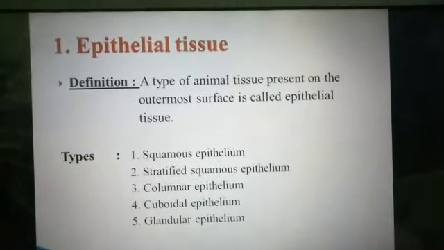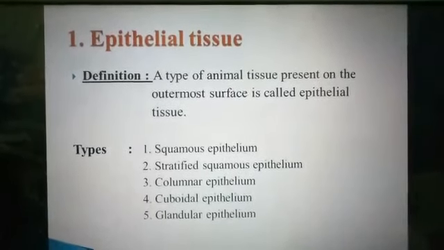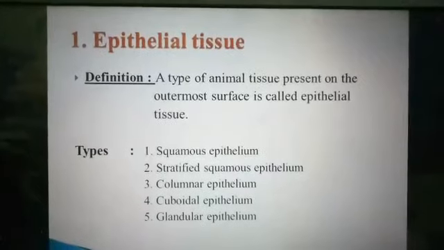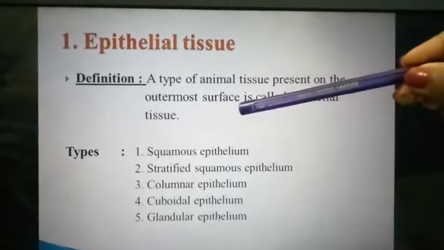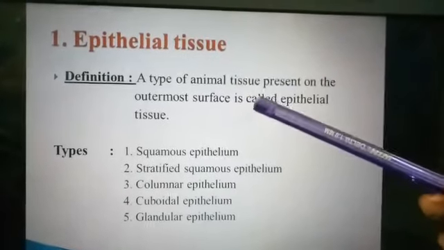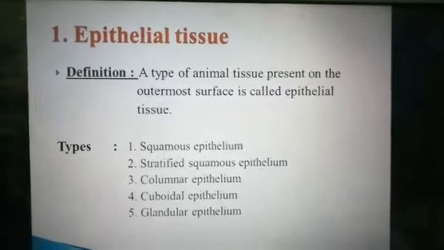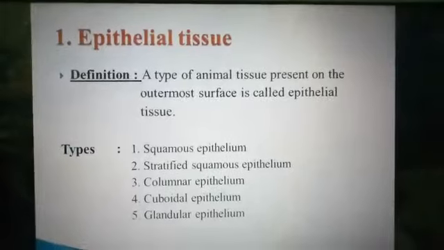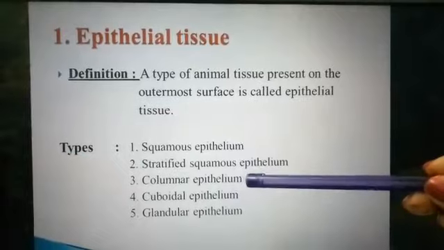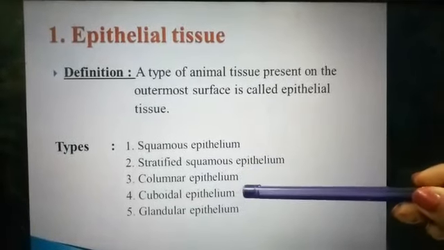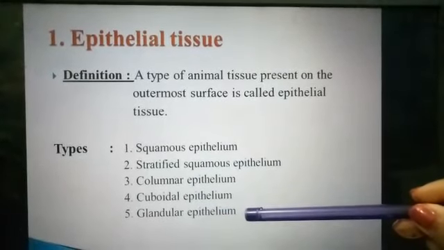Epithelial tissue, have a look here. About first is the definition. So the definition is very easy. Epithelium means outermost. So it is a type of animal tissue present on the outermost surface, right? And the function of epithelium is protection. So then there are 5 types of epithelial tissue. Number first is squamous epithelium. Number second is stratified squamous epithelium. Number third is columnar epithelium. Number fourth is cuboidal epithelium, and the last one is glandular epithelium.